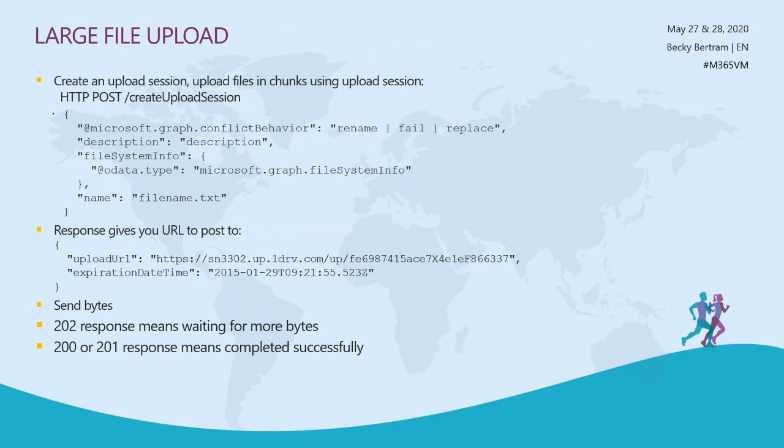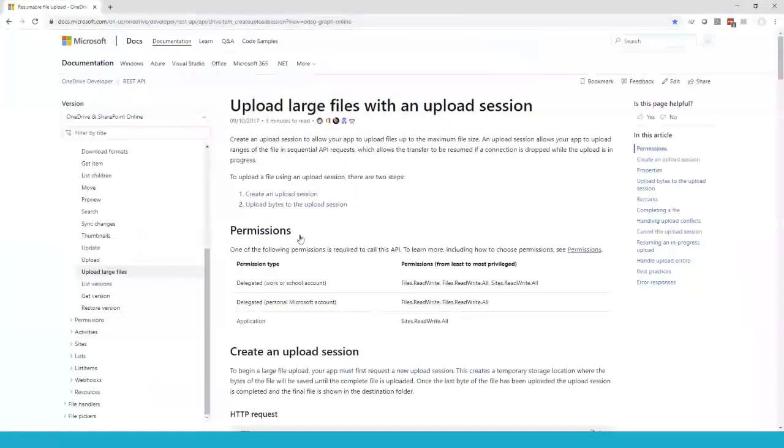So what you're doing is basically creating a POST that says, hey, I want to upload a big file. And what's going to come back is, here's the URL you need to upload it to. You will send a chunk of bytes to that upload URL. If you get a response back of 202, it says, all right, I got that batch, send me the next batch. Once you have completed the upload request, you will get an HTTP 200 or 201.